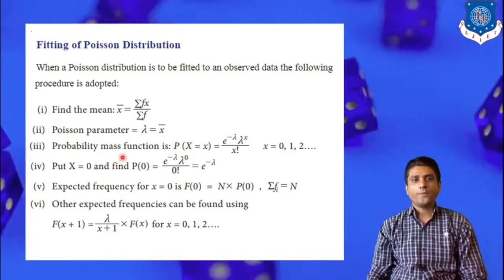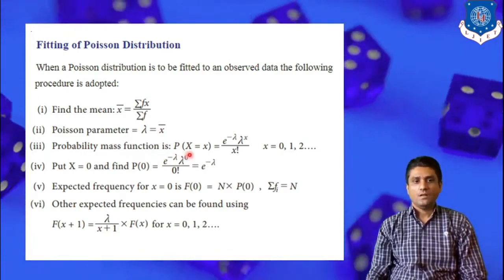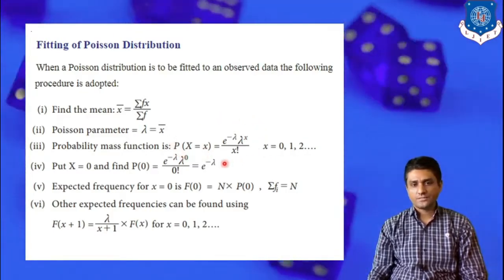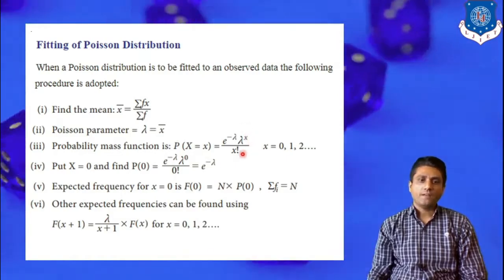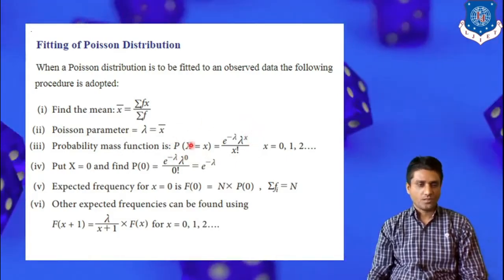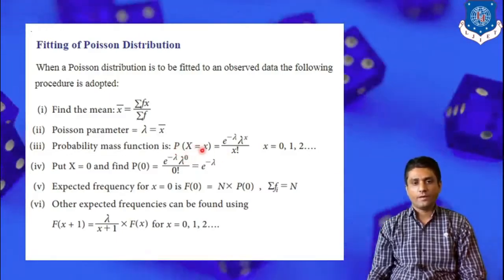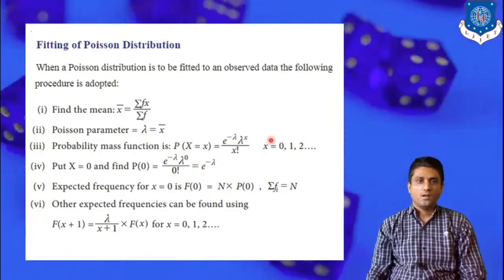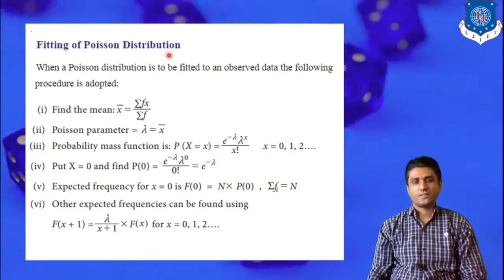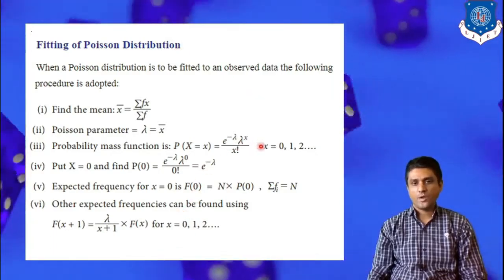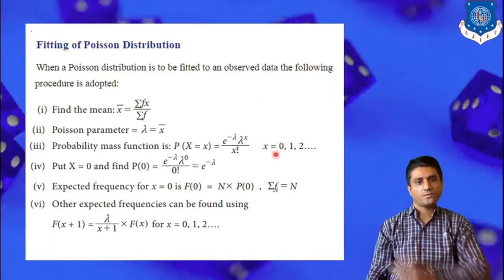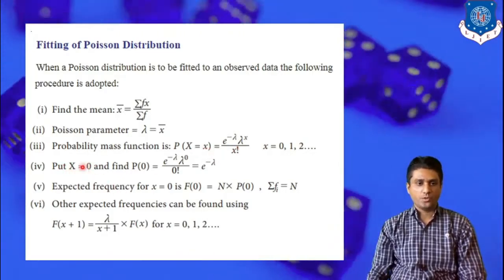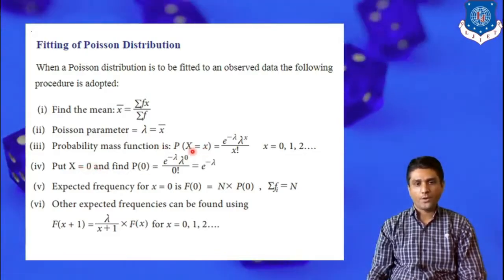Third, we have to obtain the probability mass function for this experiment. We use the same probability mass function as when we study the Poisson distribution in detail. So P of x equals e raised to minus lambda, lambda raised to x, upon x factorial. We know that this Poisson distribution corresponds to a discrete random variable, so x runs from 0, 1, 2 and so on. Next, we plug in x equal to 0 to obtain P of 0.